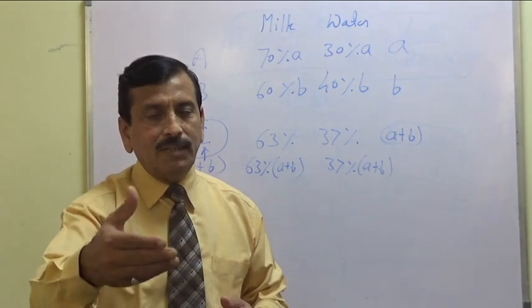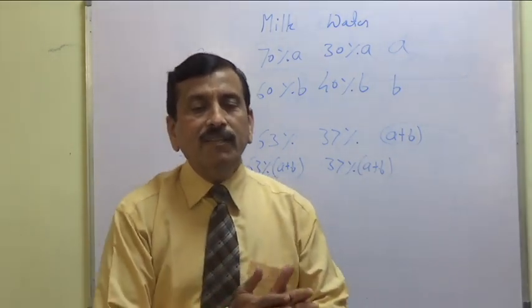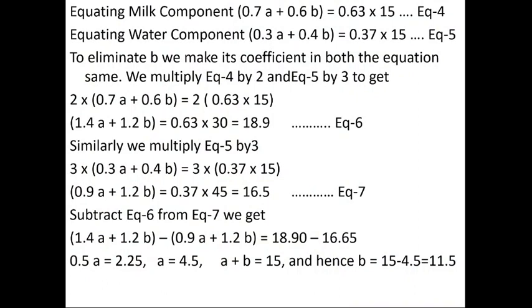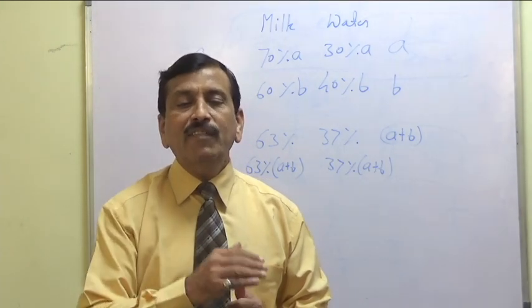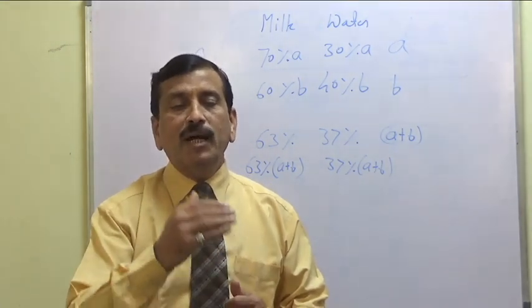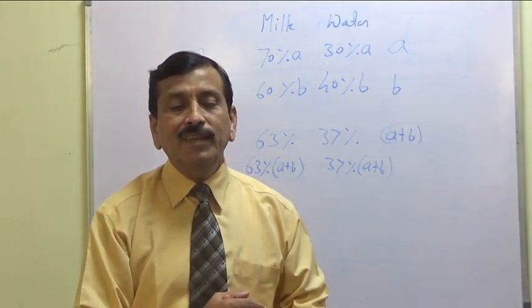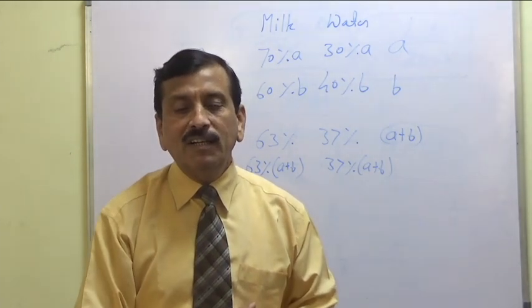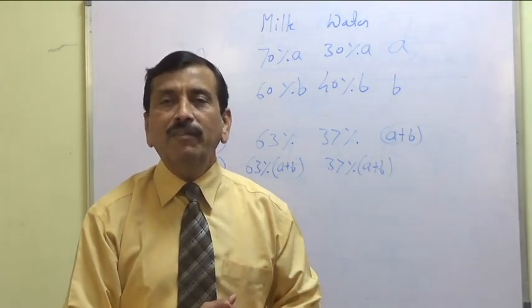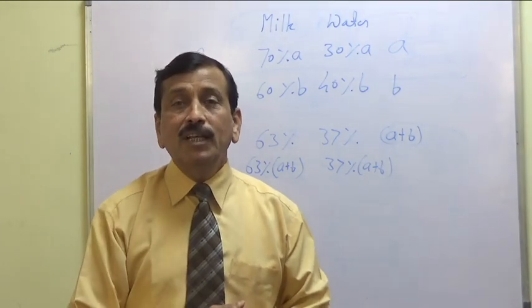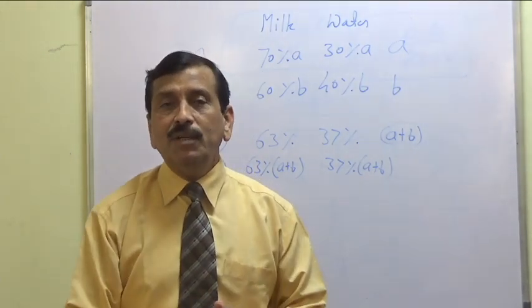Now, equating equations 4 and 5, we want to eliminate B. Equation 4 has the coefficient of B as 0.6, while equation 5 has 0.4. So we multiply equation 4 by 2 and equation 5 by 3, so that their coefficients become 1.2 each. Then we subtract one equation from the other and we get the value of A. Substitute this value of A into any one of the equations, we get the value of B. Thus we are able to solve the simultaneous equations. Thank you.